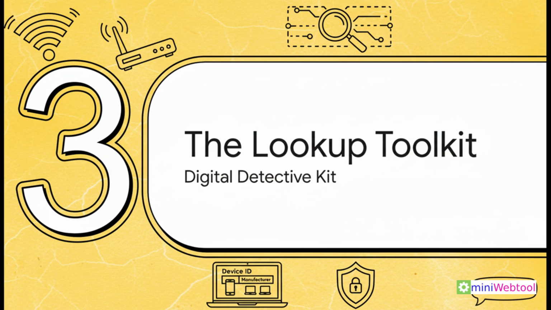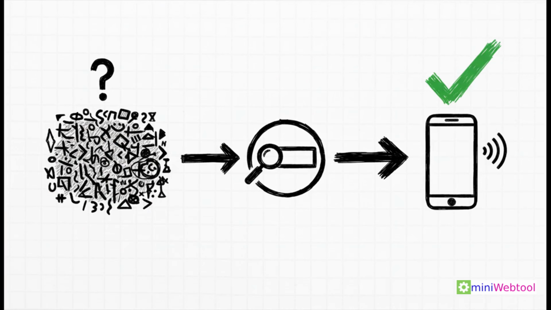Okay, so knowing about the OUI is one thing, but how do you actually translate it into plain English? Well, you need the right tool. Let me introduce you to your new digital detective kit. This is it, the MiniWeb tool MAC address lookup. Its whole job is to take that long, confusing string of letters and numbers, that MAC address, and instantly turn it into something you can actually understand. The name of the company that made it.